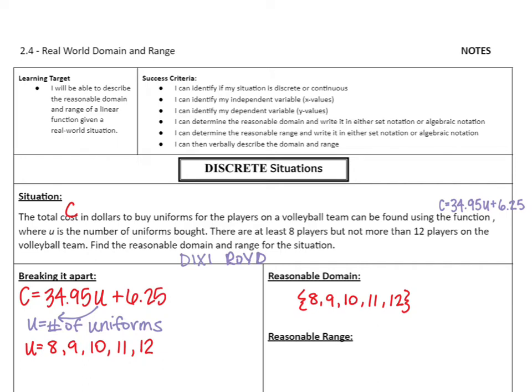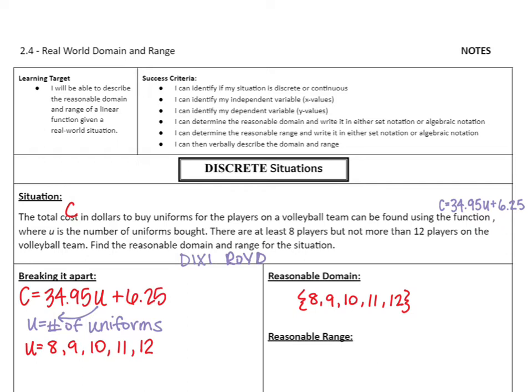So this is, again, one of those things where I have to look at, okay, this is a discrete situation because I can only have certain X values. I can only have certain values. It's not going to be a continuous line where it's everything in between my whole numbers. I can only have 8, 9, 10, 11, or 12 people on the team. Therefore, I can only have 8, 9, 10, 11, or 12 jerseys.